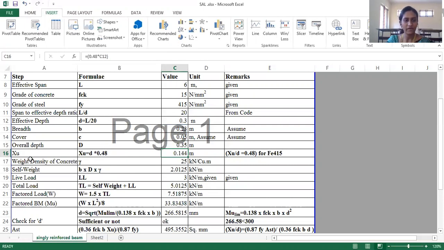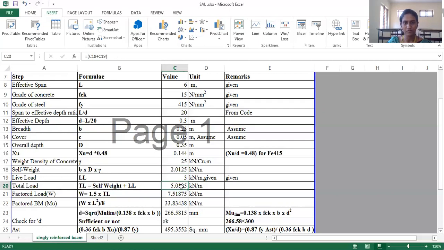And the weight density of concrete is given actually, or you should know the density of concrete is 25 kilonewton per meter cube. Then the self weight you have to calculate. What is the formula to calculate the self weight? It is b into D into the density of the concrete. So I have used the breadth 0.23, the overall depth, and the density of the concrete. These three I have used. I got the value as 2.0125 kilonewton per meter. And then the live load is 3 kilonewton per meter. It is already given.